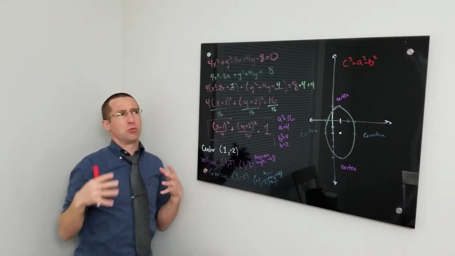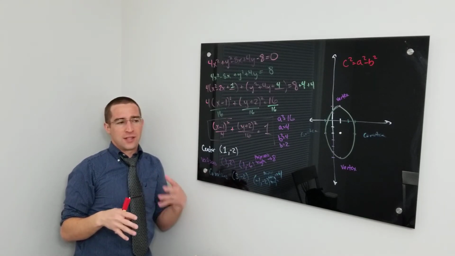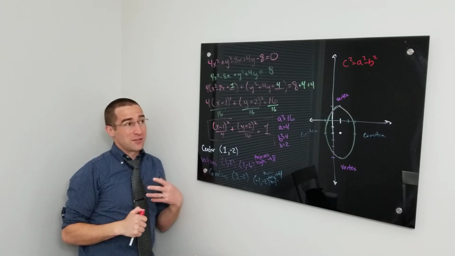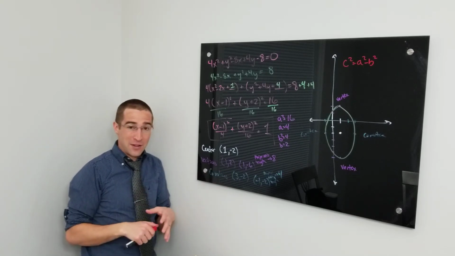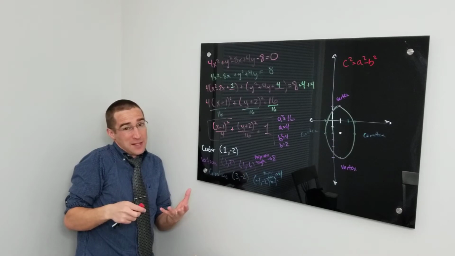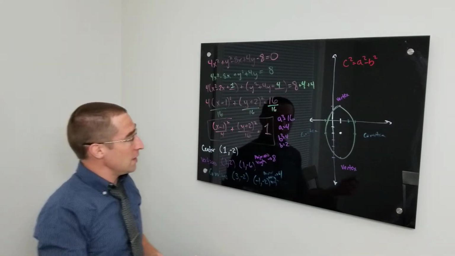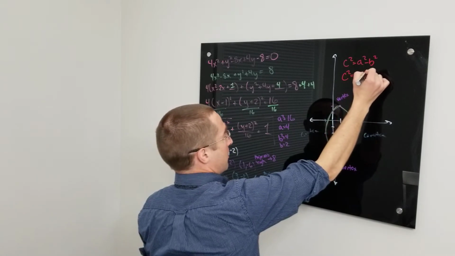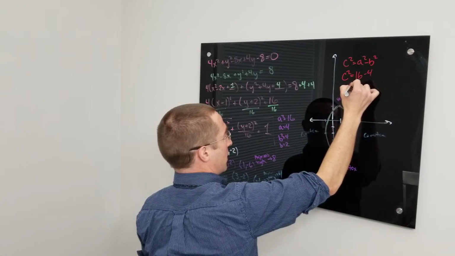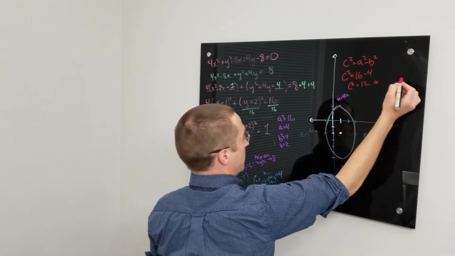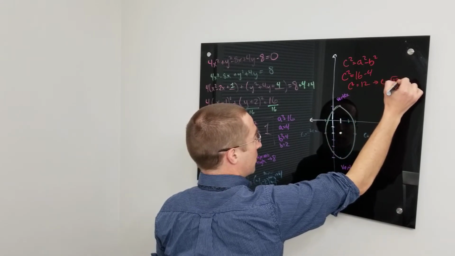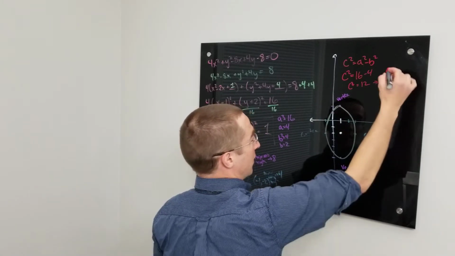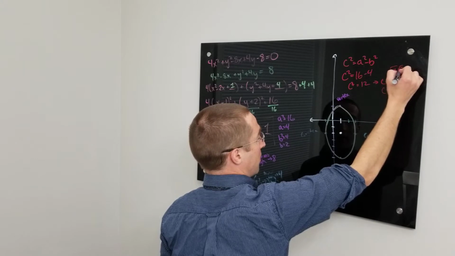Your brain has been programmed to think c squared equals a squared plus b squared from the Pythagorean theorem. But we're using this formula with an ellipse. It's not the Pythagorean theorem. They just also happen to be a's, b's, and c's that are squared. So here, c squared equals 16 minus 4. So c squared equals 12, which means c equals root 12, which is 2 square roots of 3, because this is the square root of 4 times the square root of 3.